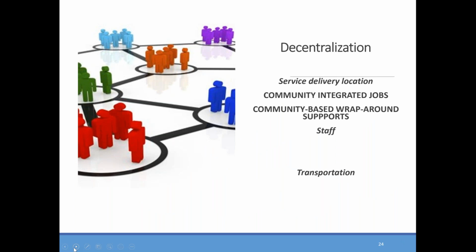So in decentralization, you have community integrated jobs, and you have community-based wraparound supports. Those things are in the community. You have staff that are untethered from the facility. And in my agency, staff very rarely came to the facility. We didn't have a facility, but they rarely came even to an office. They met people in the community. They did things in the community, and then they went home from the community.